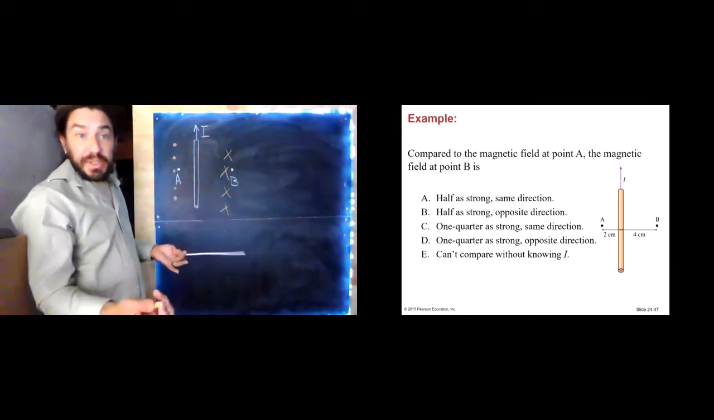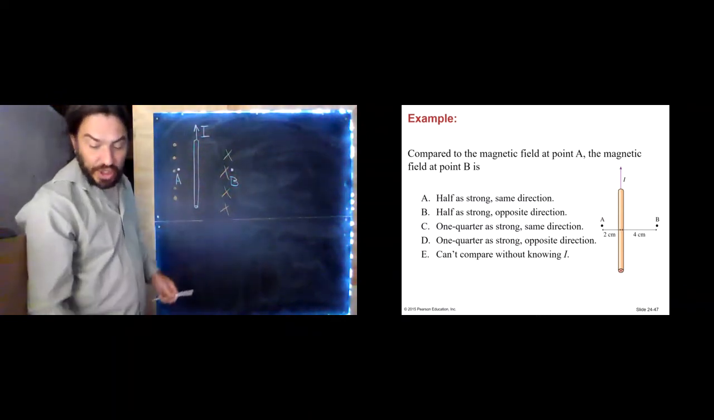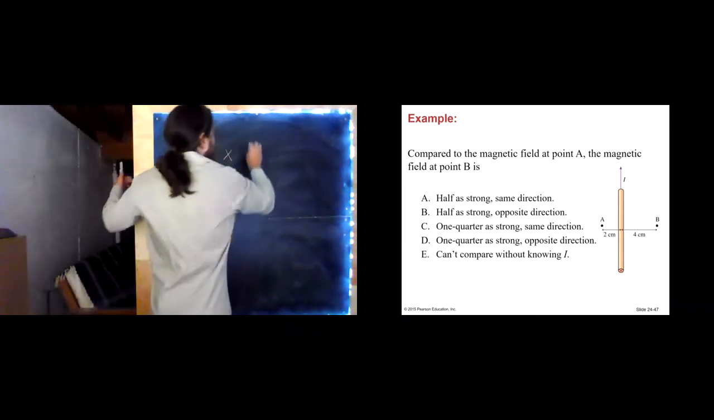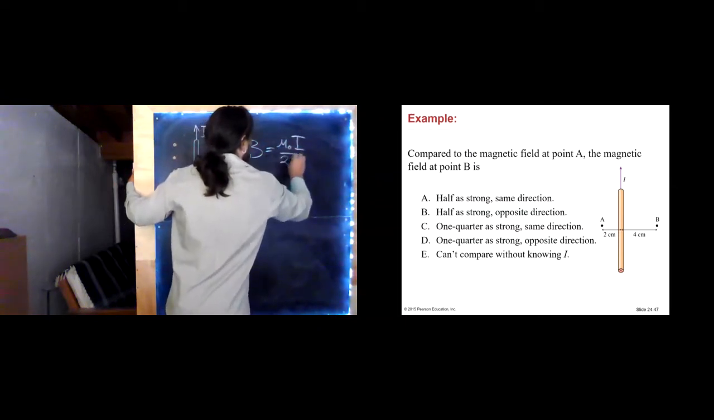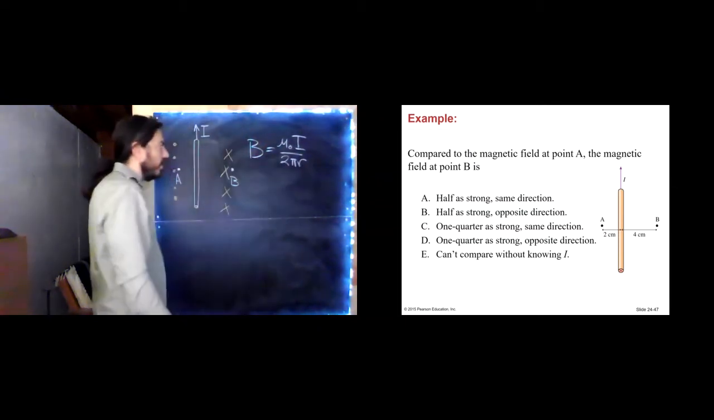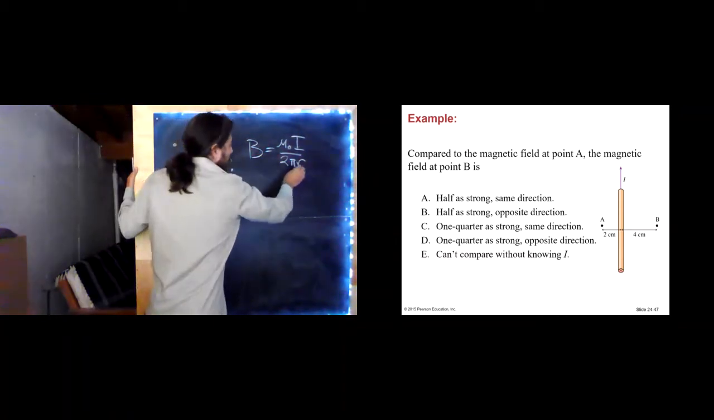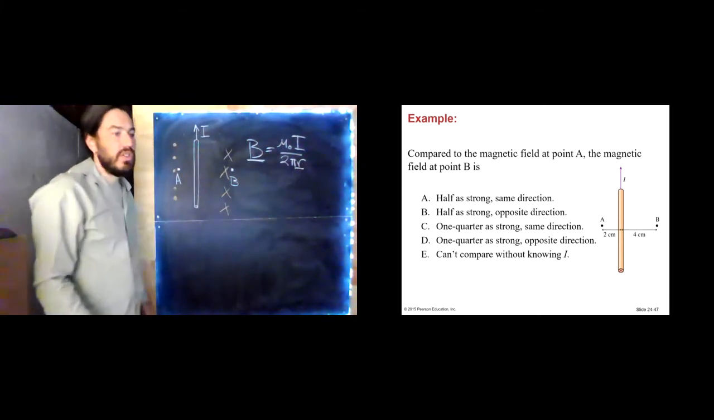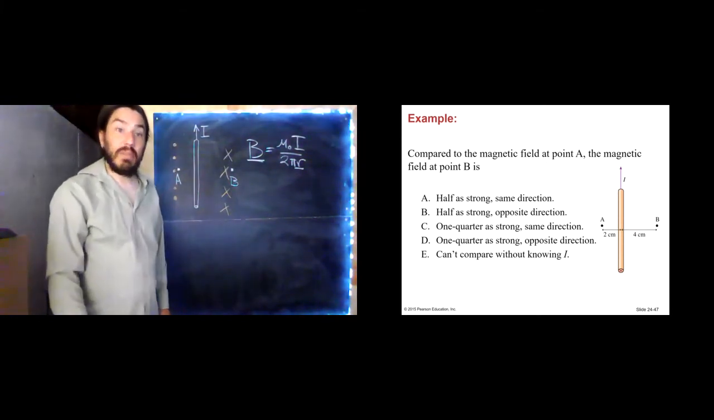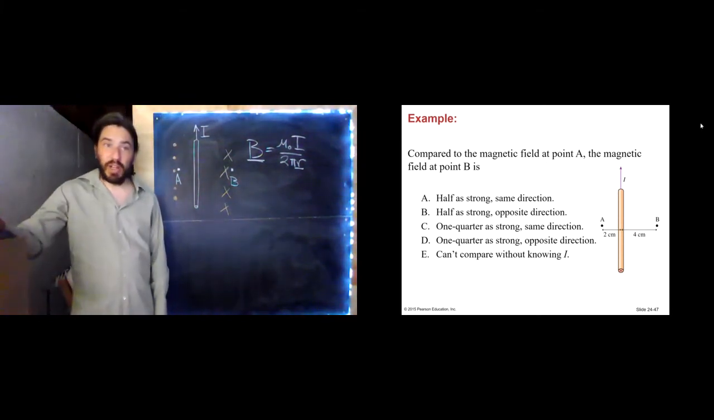So, opposite direction. We should have concluded opposite direction. Now, let's look at our equation. The magnetic field is mu naught I over 2 pi r. So, notice that if I get twice as far away, I have half the field. So, I think the magnetic field at point B is half as strong and in the opposite direction.